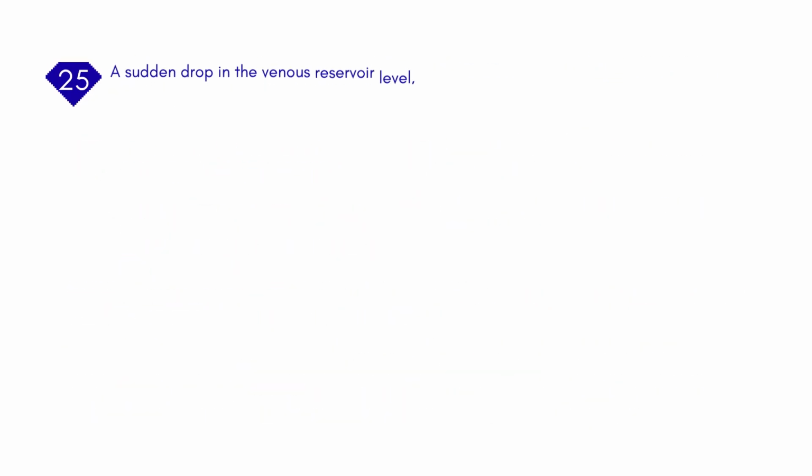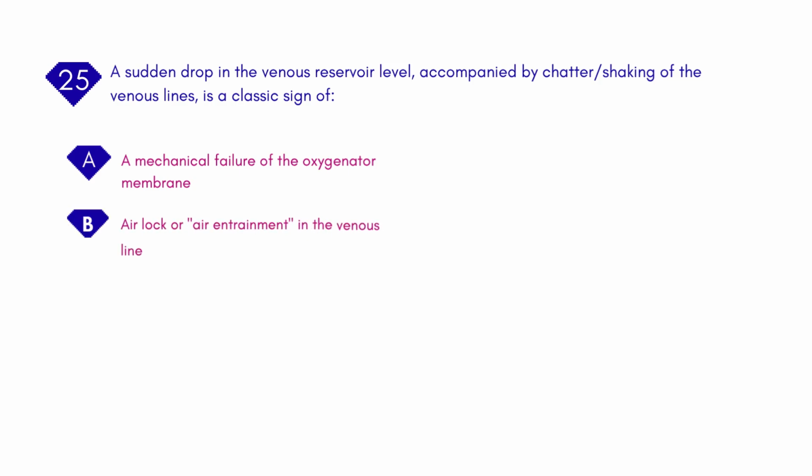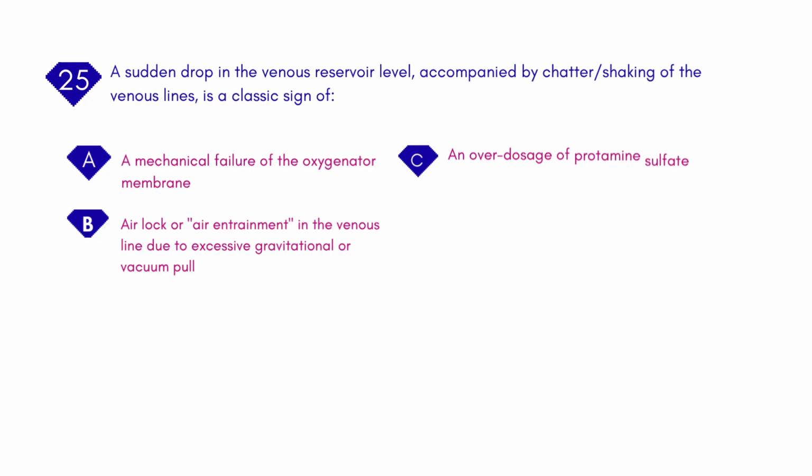A sudden drop in the venous reservoir level, accompanied by chatter/shaking of the venous lines, is a classic sign of A. A mechanical failure of the oxygenator membrane. B. Air lock or air entrainment in the venous line due to excessive gravitational or vacuum pull. C. An overdosage of protamine sulfate. D. Excessive flow through the arterial filter purge line.